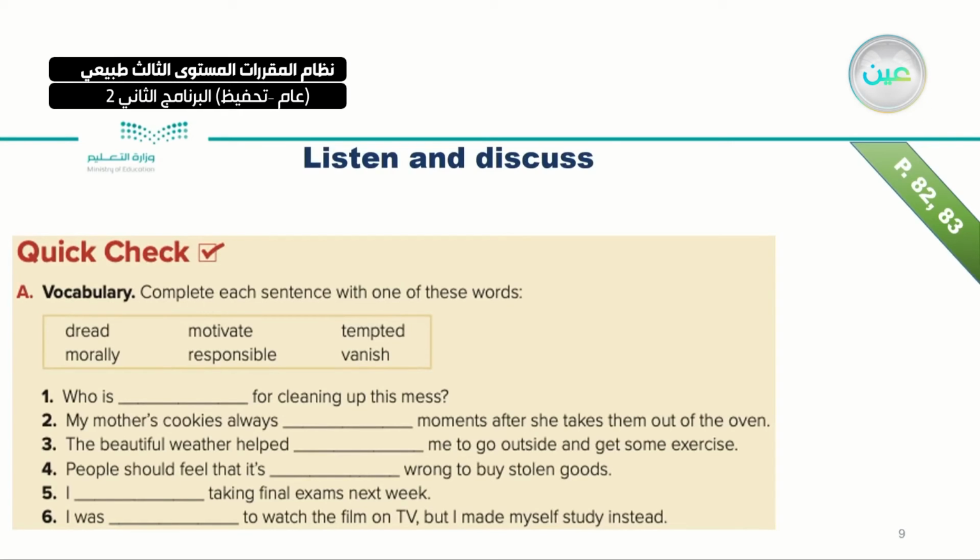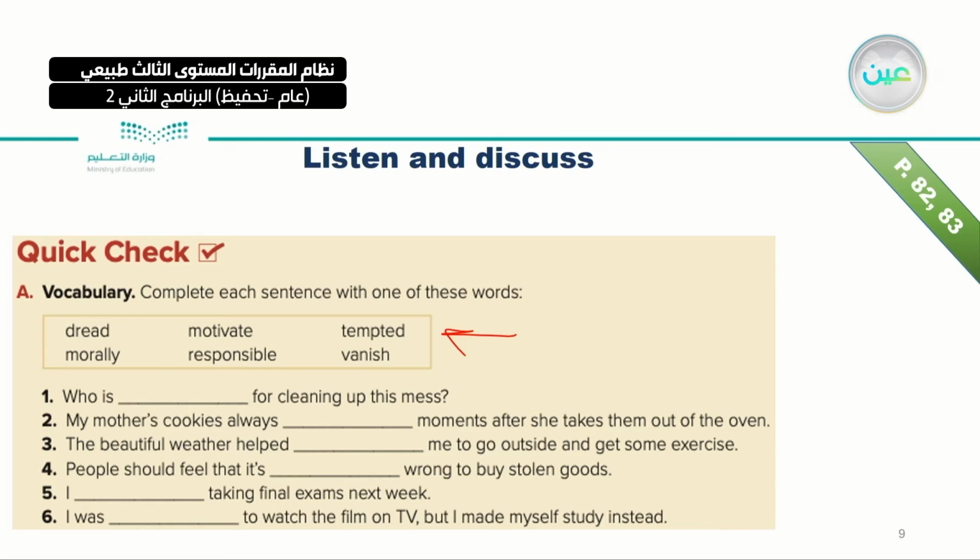So complete each sentence with one of these words. We have these words here: dread, motivate, tempted, morally, responsible, and vanish. Now, let's start. Number one, who is blank for cleaning up this mess? What do you think the answer is? Number two, my mother's cookies always blank, moments after she takes them out of the oven. 3. The beautiful weather helped me blank to go outside and get some exercise. 4. People should feel that it's blank wrong to buy stolen goods. 5. I blank taking final exams next week. And finally, number 6, I was blank to watch the film on TV, but I made myself study instead.